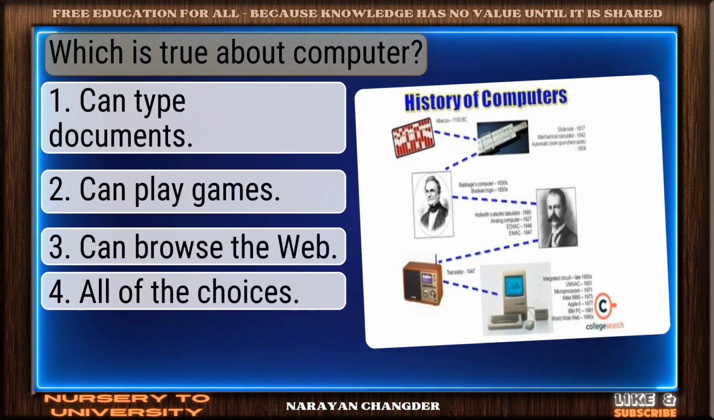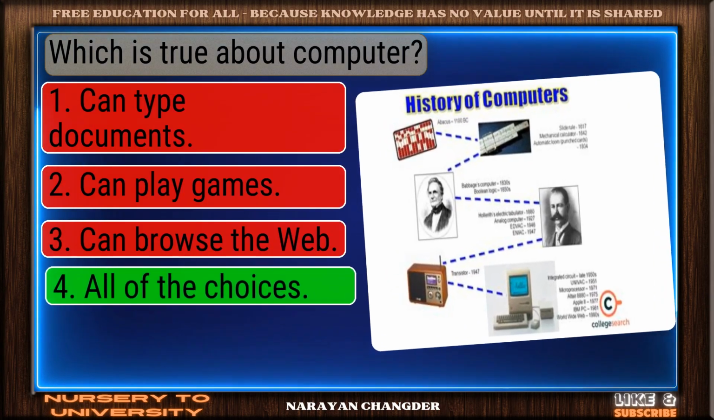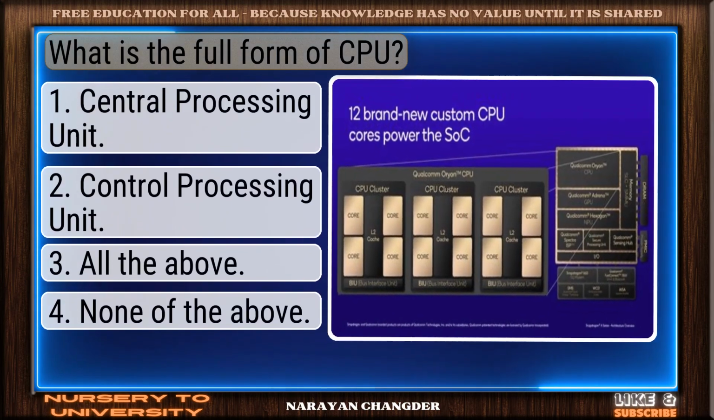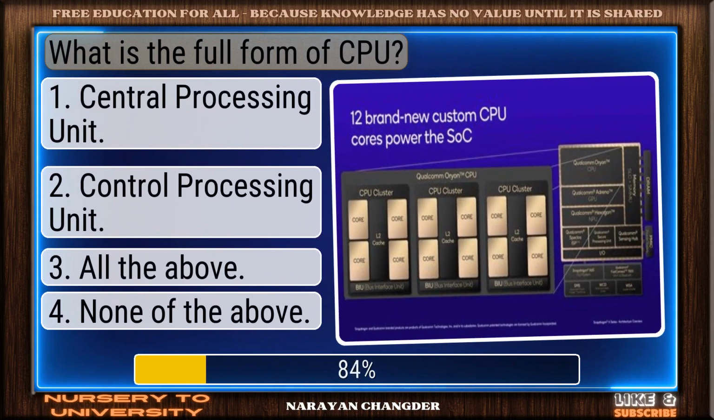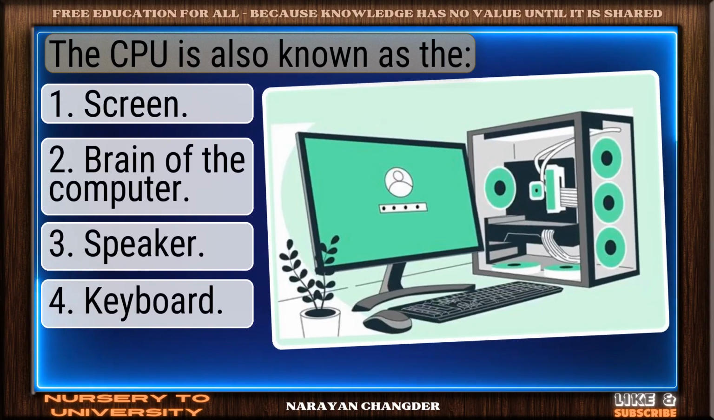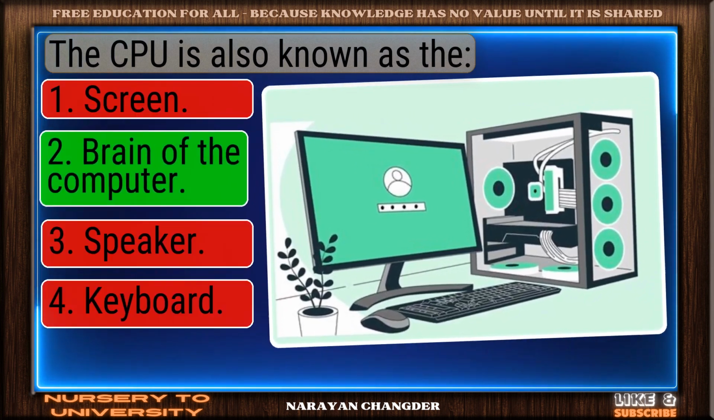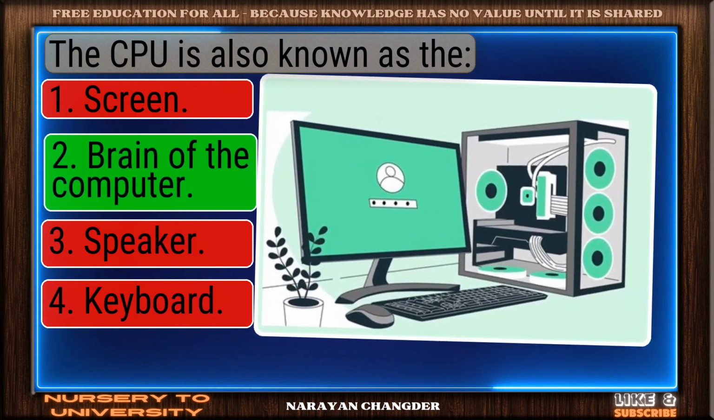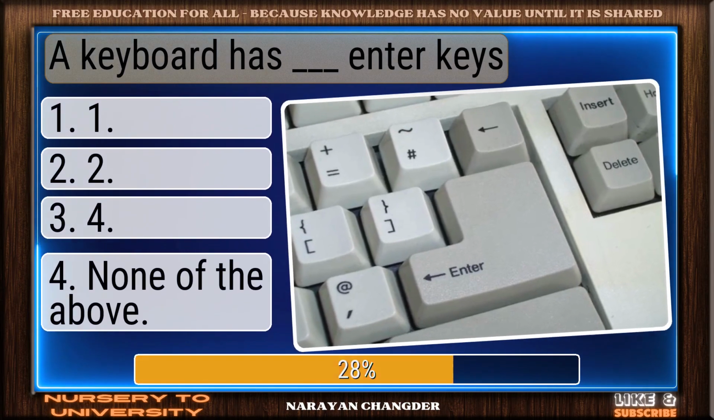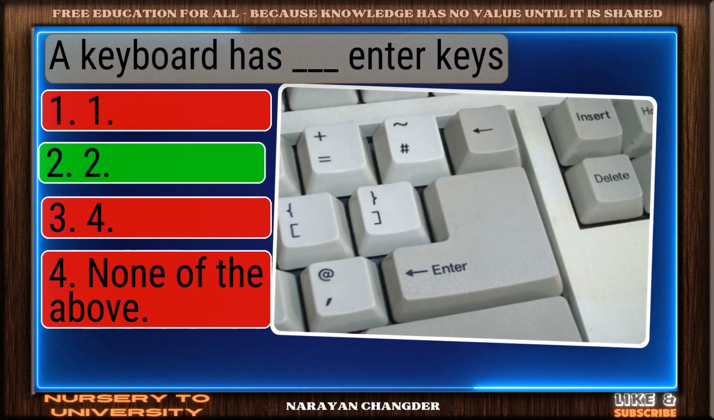Which is true about computer? Great thinking. All of the choices is right. What is the full form of CPU? Perfect. Central processing unit is the one. The CPU is also known as the... You're right. Brain of the computer is correct. A keyboard has dash enter keys. Solid response. 2 is valid.